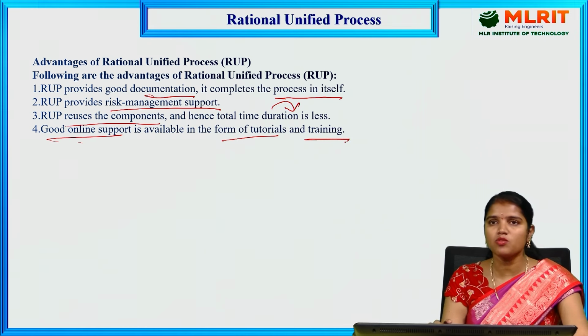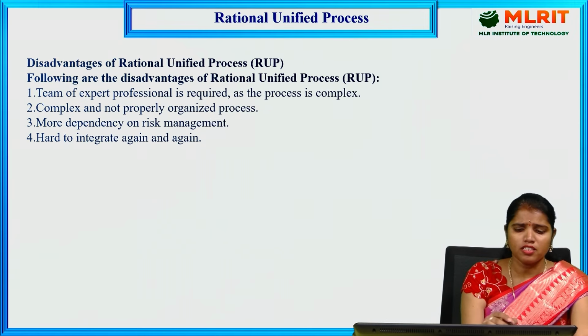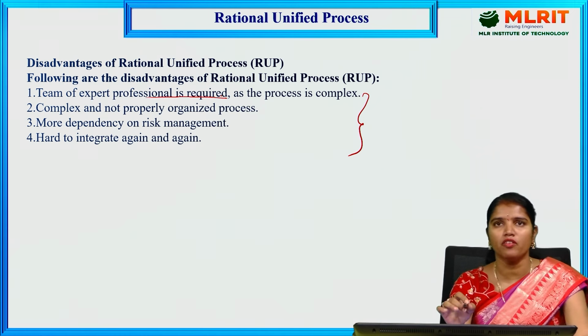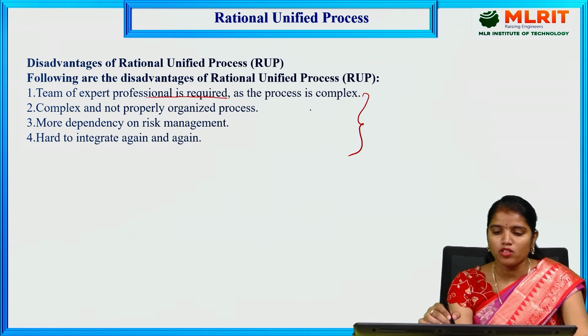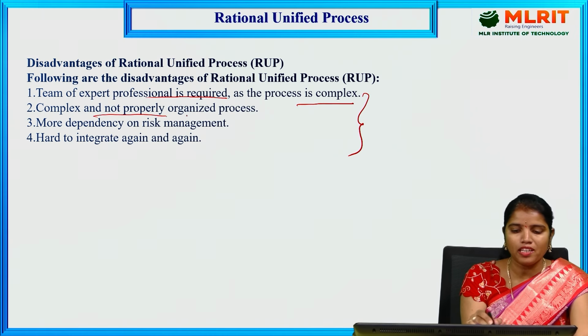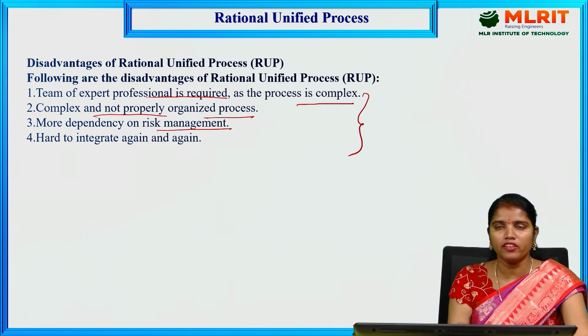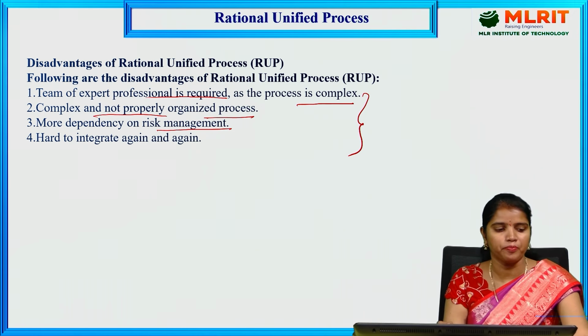Now let us discuss the disadvantages of this Rational Unified Process. A team of expert professionals is required for designing this project, as the process is very complex. Complex and not properly organized process. More dependency on risk management. It is hard to integrate this process again and again.